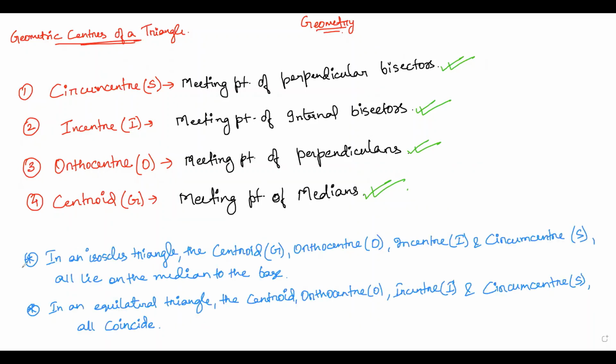Let us remember these two important points as well. In an isosceles triangle, the centroid, orthocentre, incenter, and circumcenter all lie on the median to the base. And in case of an equilateral triangle, the centroid, orthocentre, incenter, and circumcenter all coincide. That is, all the points, centroid, orthocentre, incenter, and circumcenter will be the same in case of an equilateral triangle.